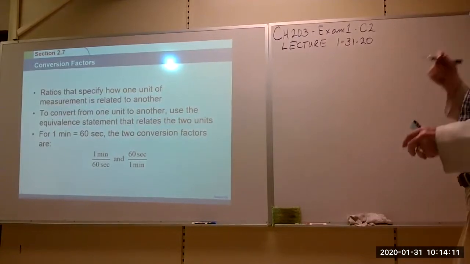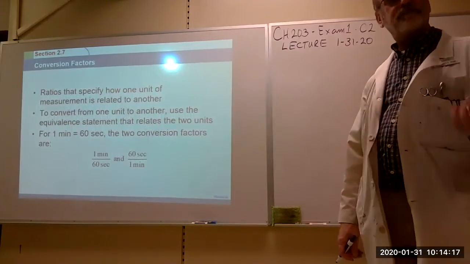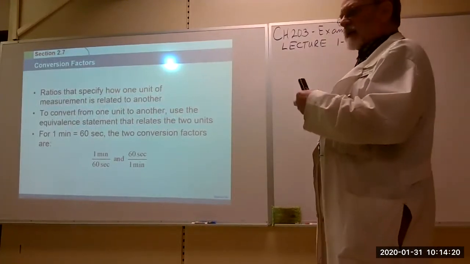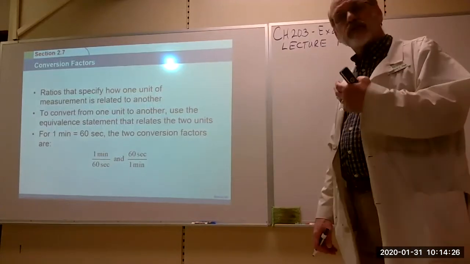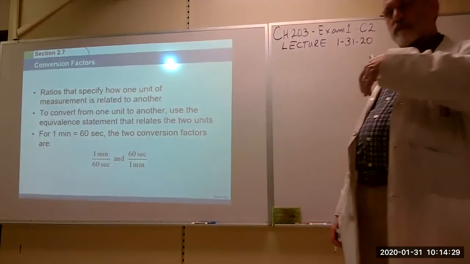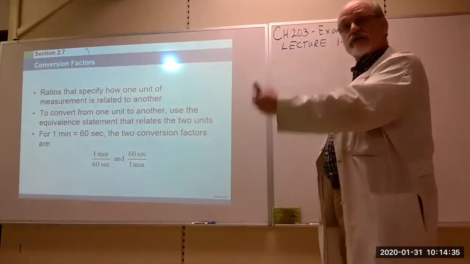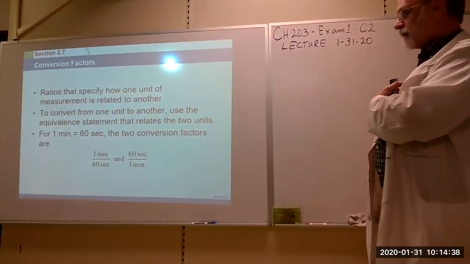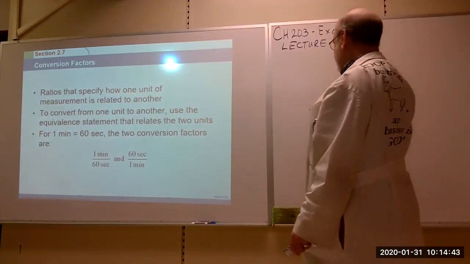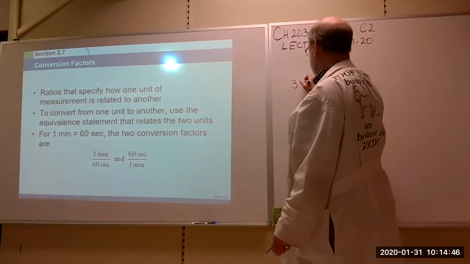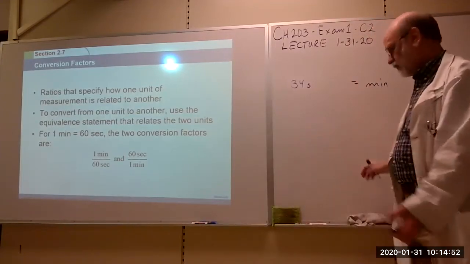Okay, conversion factors. Why do we need a conversion factor? Well, what is a conversion factor? A conversion factor is an equivalence, or actually a ratio, that's multiplied by a number with a unit of measure to change the unit of measure to something else. Right? So if we needed to convert seconds to minutes, say we had 34 seconds, we wanted to convert it to some number of minutes.